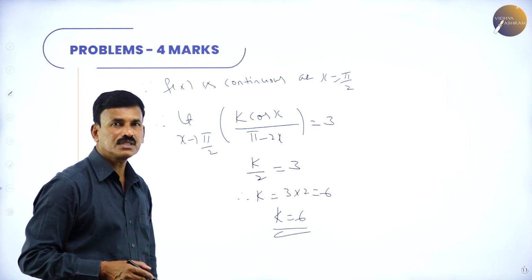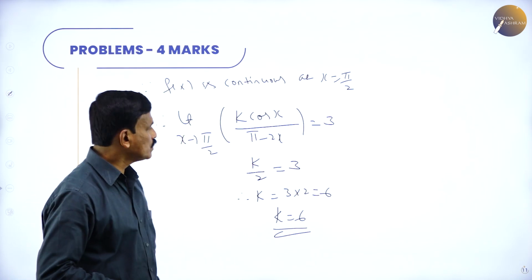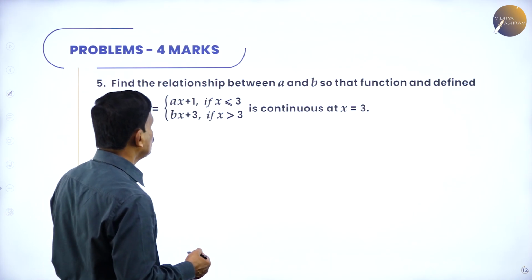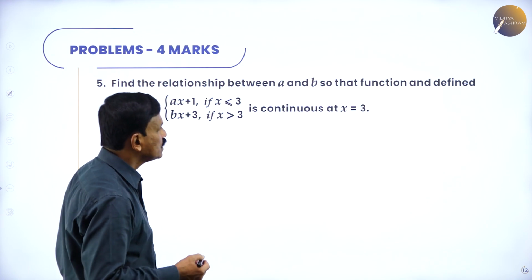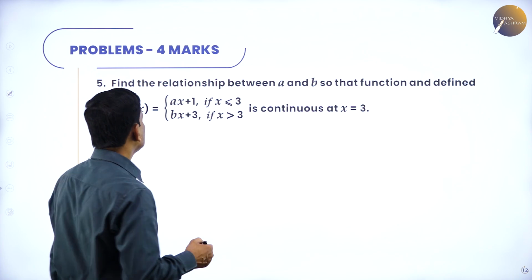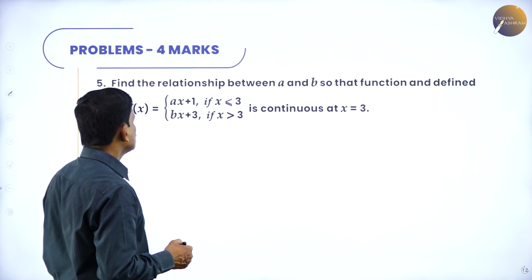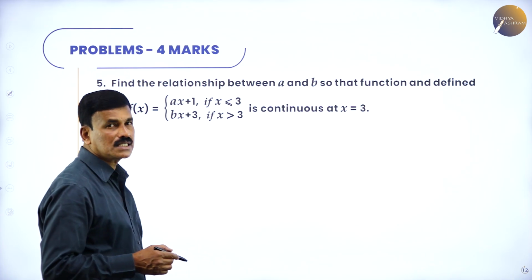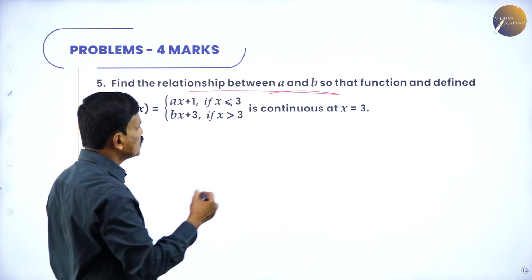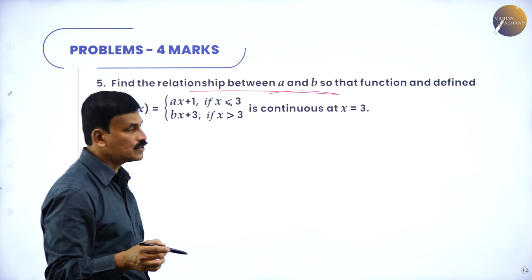Hope you followed, right? Now, move on to the next problem. Let us take one more example. Find the relation between a and b so that the function defined by f of x equal to ax plus 1 if x is less than or equal to 3, and bx plus 3 if x is greater than 3, is continuous at x equal to 3. Now, what is to be found here? Find the relation between a and b so that it is continuous at x equal to 3.